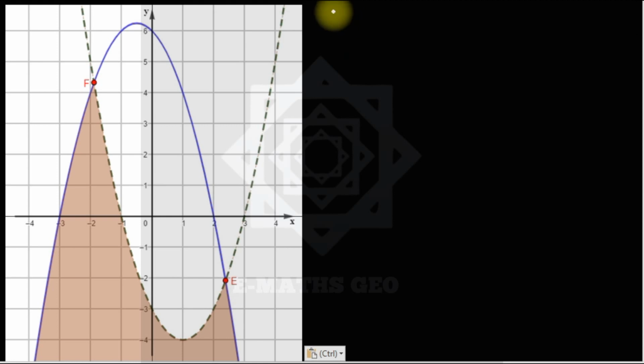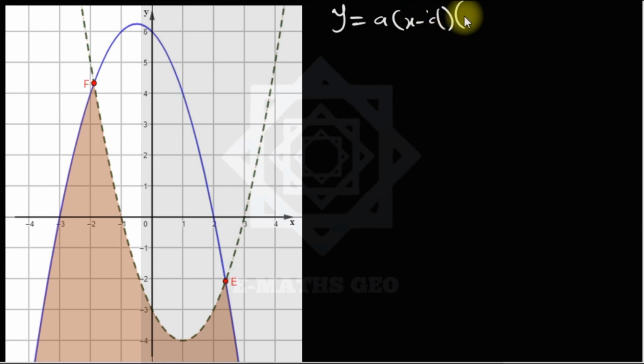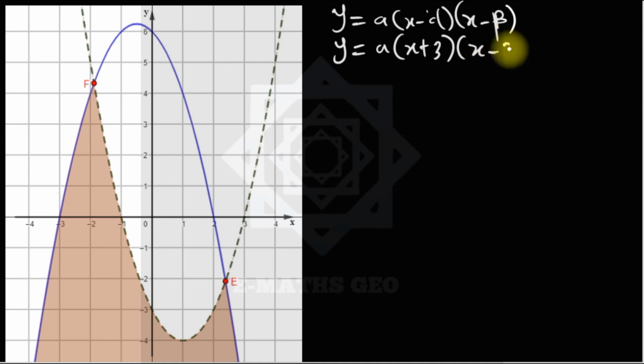Okay, we are now using the first function, which is y equals a(x minus alpha)(x minus beta). And from the curve, you can see that my x-intercepts are minus 3, which gives x plus 3, times 2, which gives x minus 2.